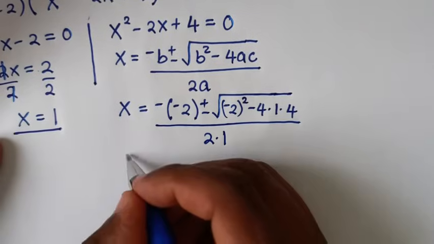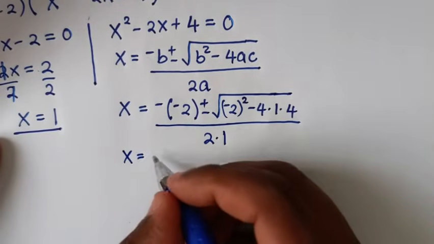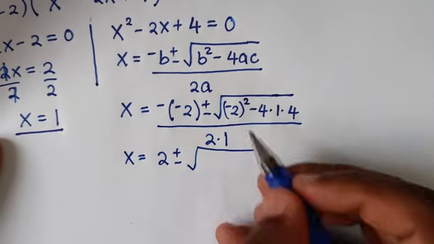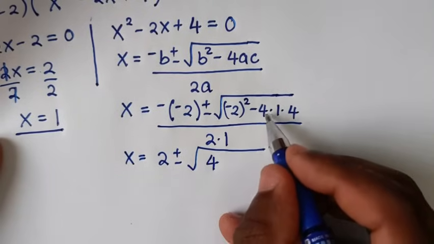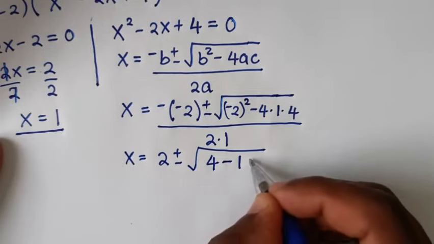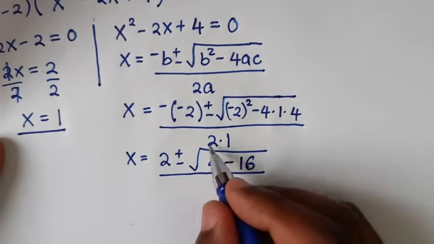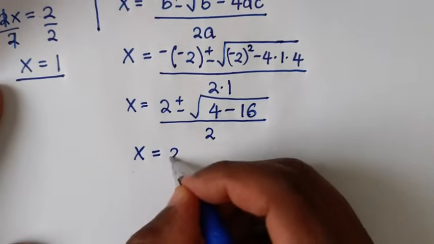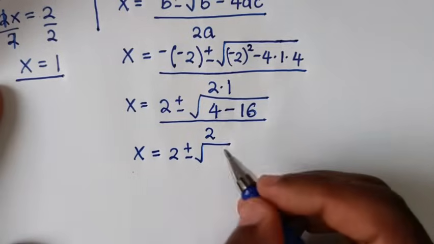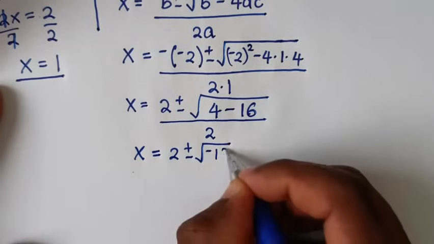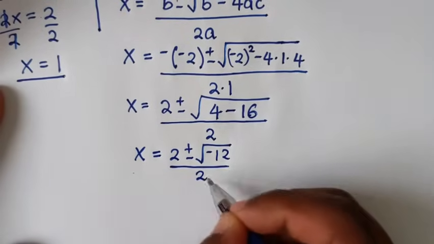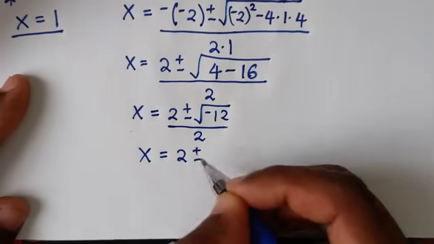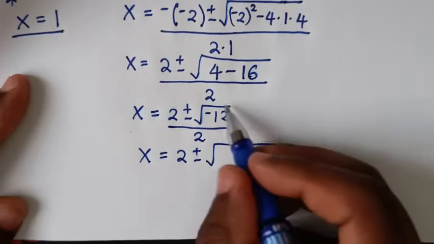So x is equal to negative and negative 2 becomes positive 2, plus or minus the square root of negative 2 squared, which is positive 4, then minus 4 times 1 times 4, which is minus 16, then over 2. So x is equal to 2 plus or minus the square root of 4 minus 16, which is minus 12, then over 2. So x is equal to 2 plus or minus the square root of negative 12.